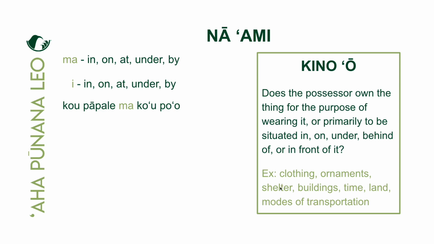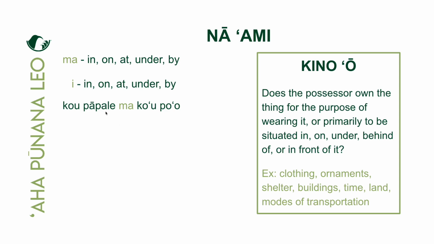Ornaments, wearing it. Shelter, to be in, under, right? Buildings, time, land, modes of transportation, right? These types of things are kino o, because we would have those things primarily for the purpose of wearing it, or to be situated in, on, under, behind, or in front of it.